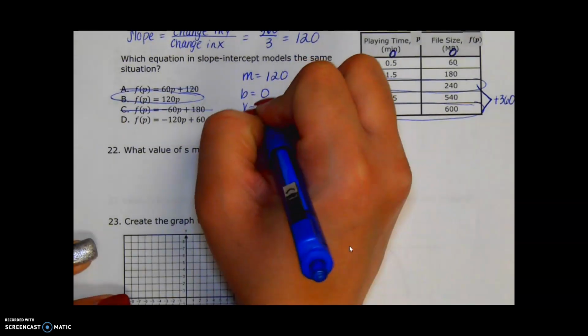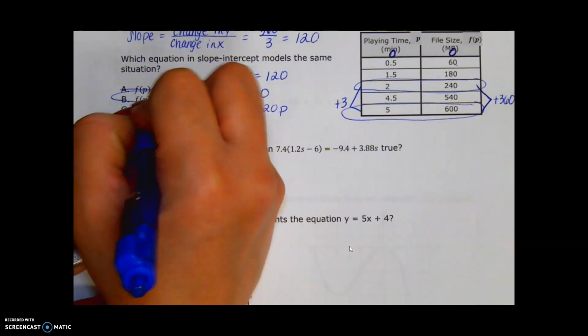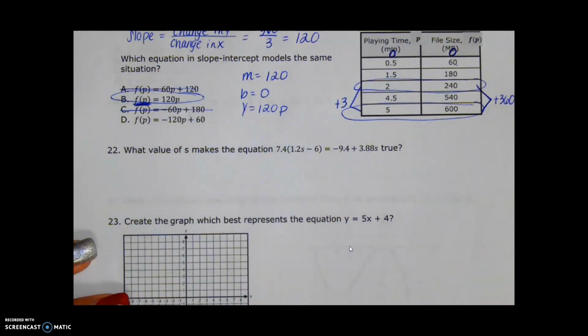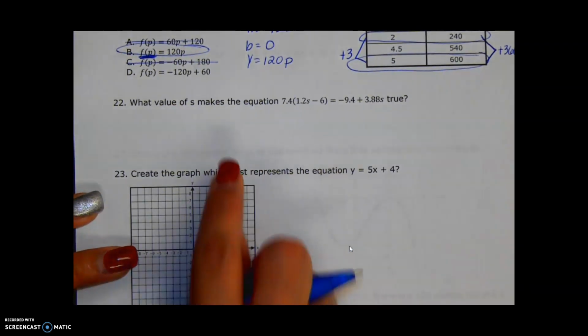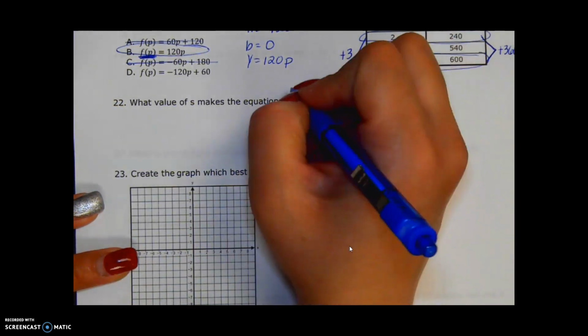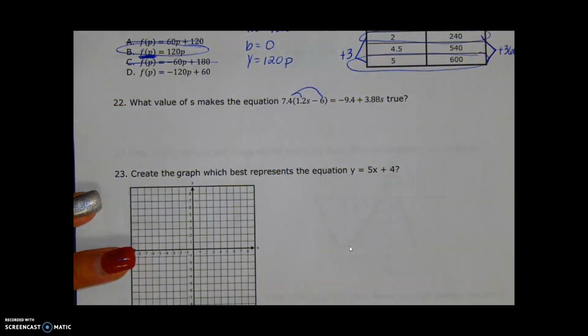Y equals 120p. But in this, they're notating it f of p. Remember, that's the same thing as y. Same exact thing, okay? What value of s makes the equation here true? We just have to do a little bit of algebra skills. 7.4 times (1.2 s minus 6). All right, I have to solve that. Just do your algebra skills there. You can also look it up on Desmos. You can look it up on Wolfram Alpha. But it's just a little bit of algebra skills.